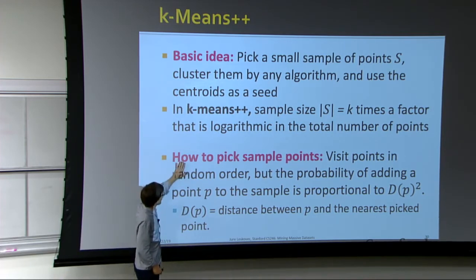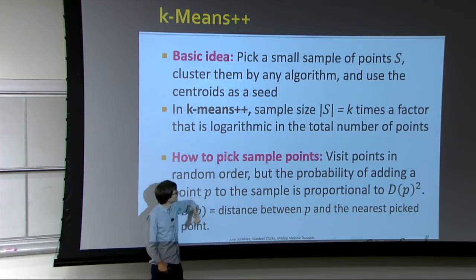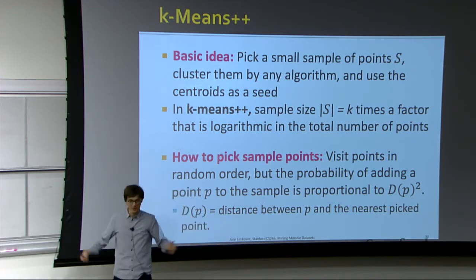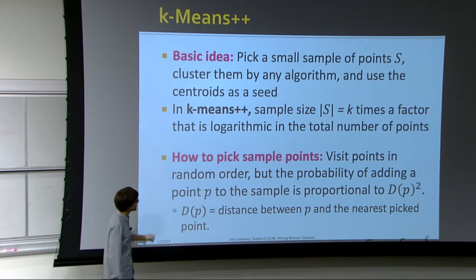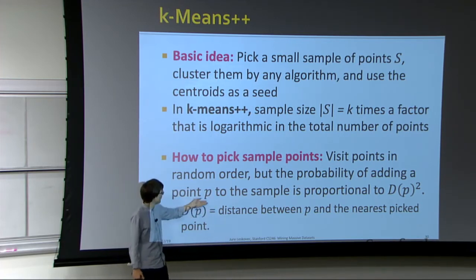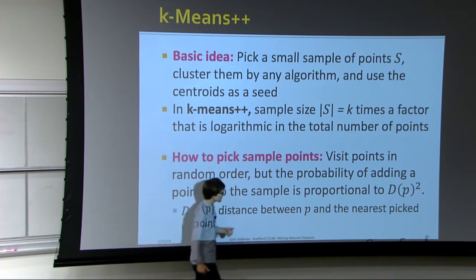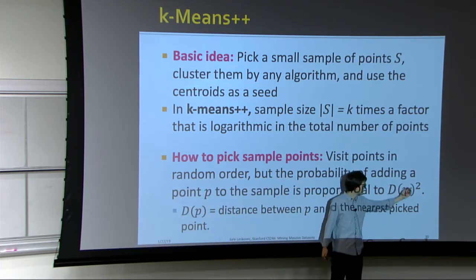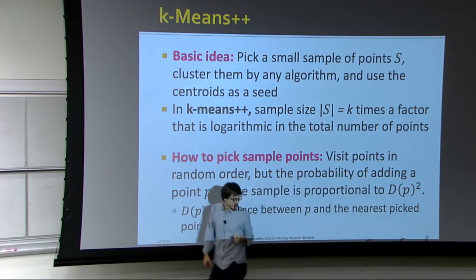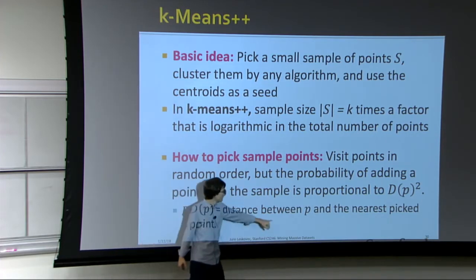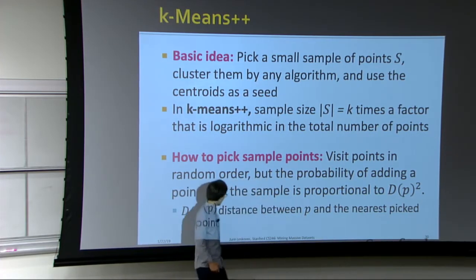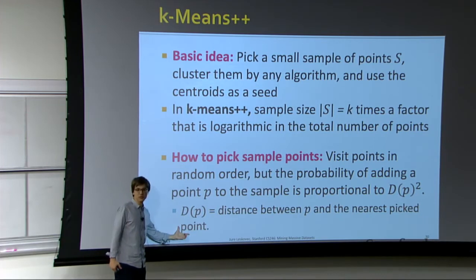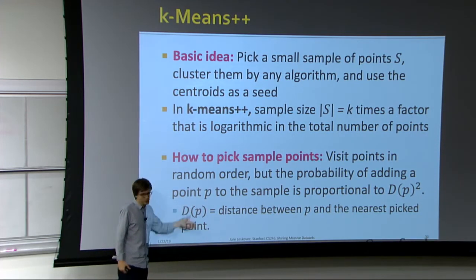As I said, how do you pick a sample of points if the data is so big you cannot put it in memory? One option is that you visit points in a random order, but the probability of adding a point to the sample is proportional to the distance squared, where this distance squared is the distance between the current point P and the nearest picked point so far. Again, why are you doing this?